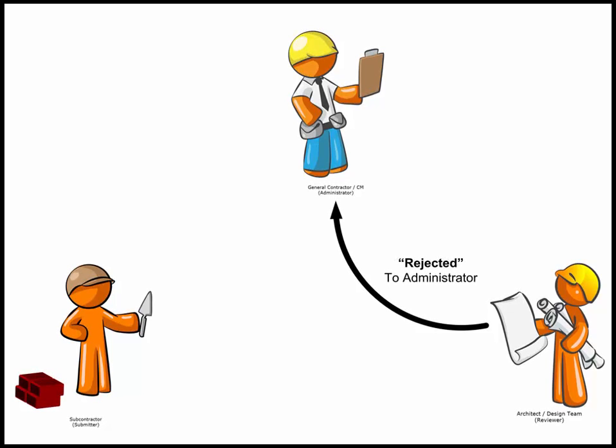If the design team rejects the submitted documents, they will return a reason for the rejection along with specific notes to the construction manager or general contractor. The general contractor or construction manager can then review all of the information that has been returned from the design team to determine what the next step in the process should be.